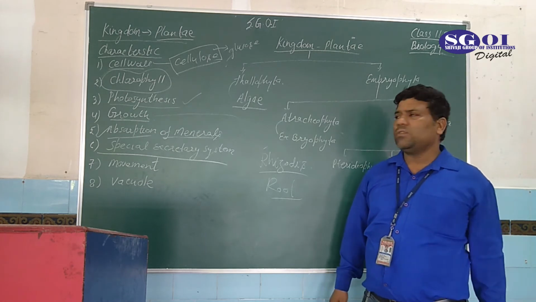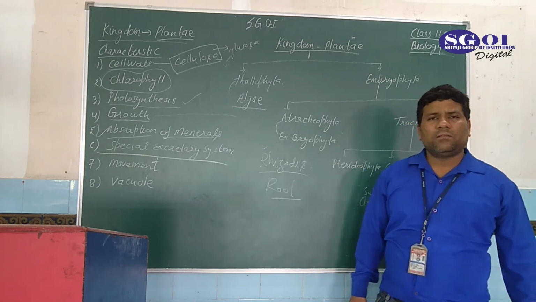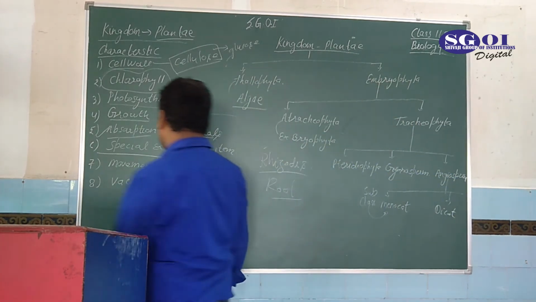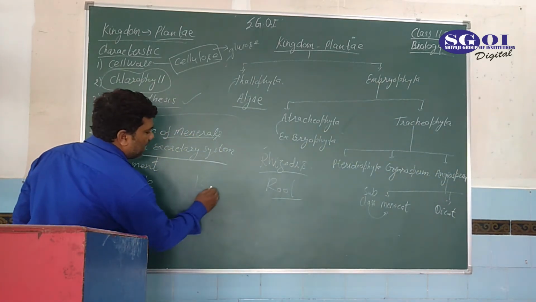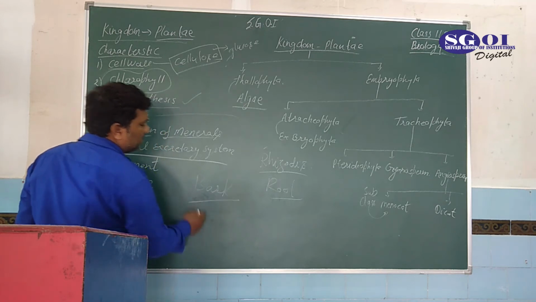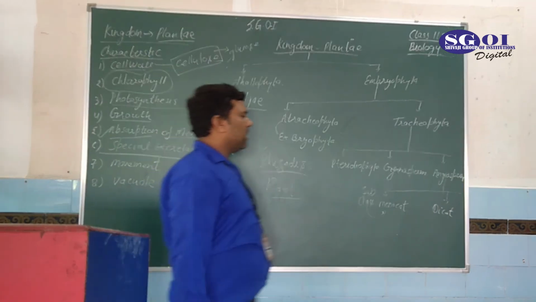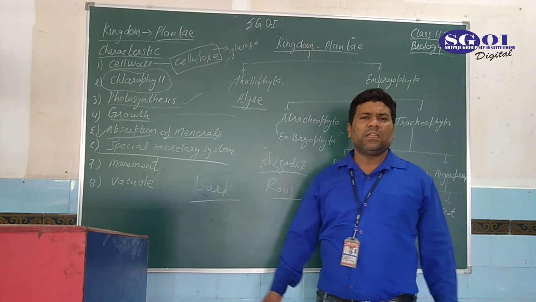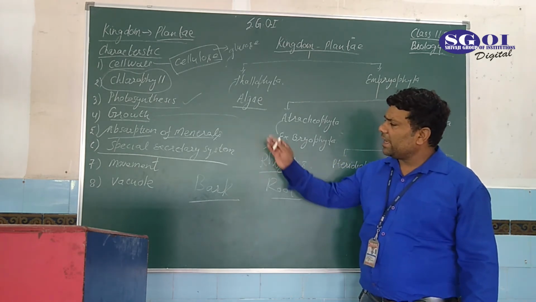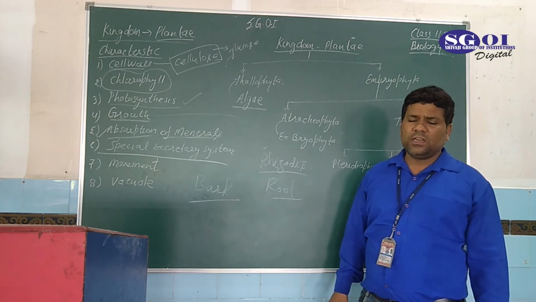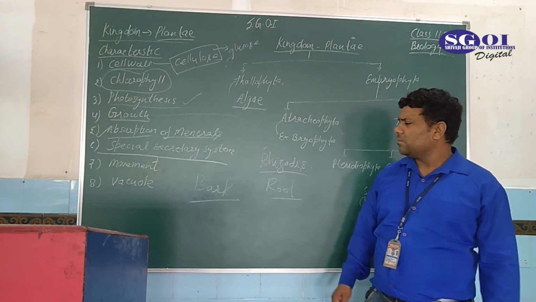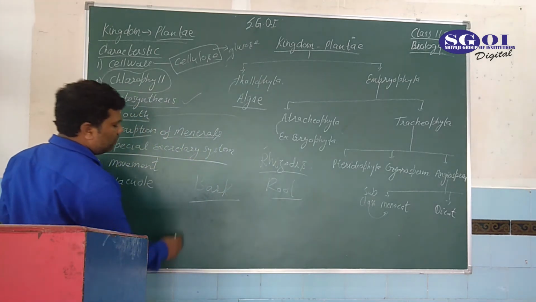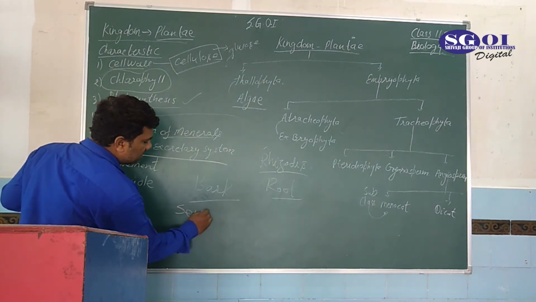Plants excrete their waste substances with the help of the plant bark. As you know, what is bark? Bark is called chhal in Hindi. With the help of this bark, they excrete their waste products, and also with the help of a process known as senescence.